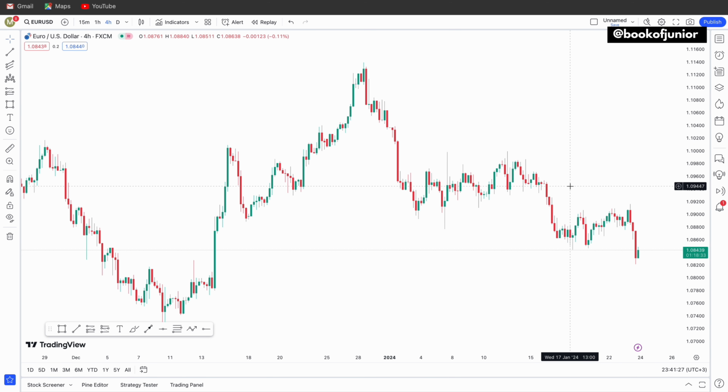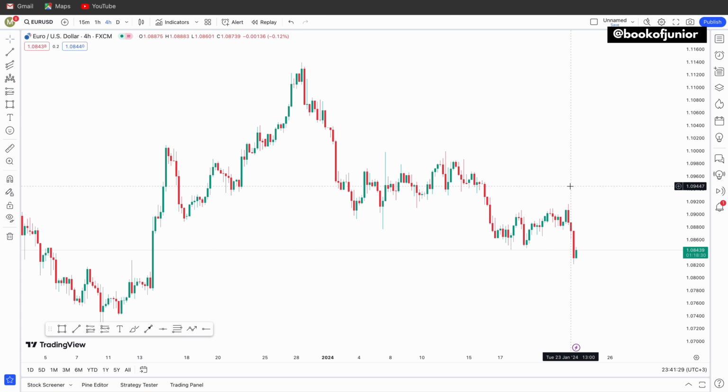Traders, this is my Euro USD chart. As you can see, this is my 4-hour candle. I'm going to explain this strategy, which is price action. Of course, most of you guys know me, I trade price action. I'm going to include more of market structure.